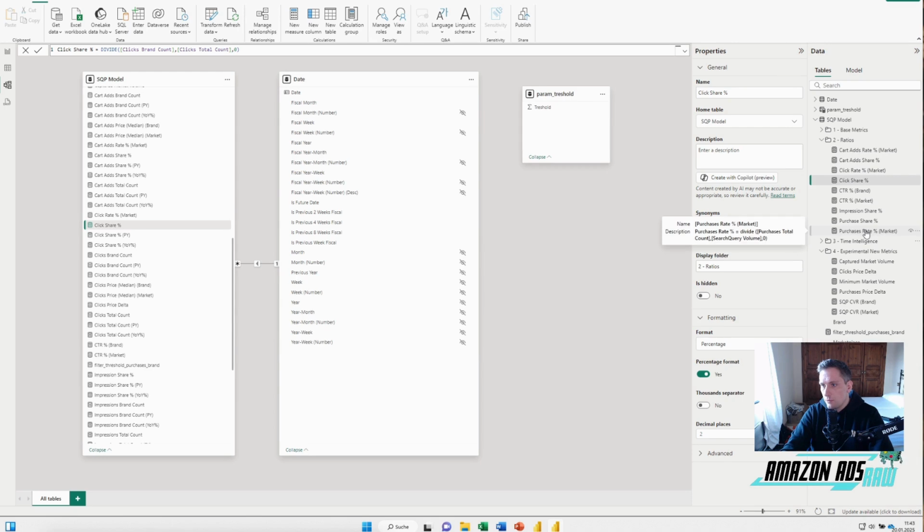There are also a few other things that are important to me: CTR percent, brand and market. This is like my own metric, I would say. There's no click-through rate in SQP. There's a click rate inside SQP, which is clicks total divided by search volume. And there's a purchase rate in SQP, which is purchases total divided by search volume.